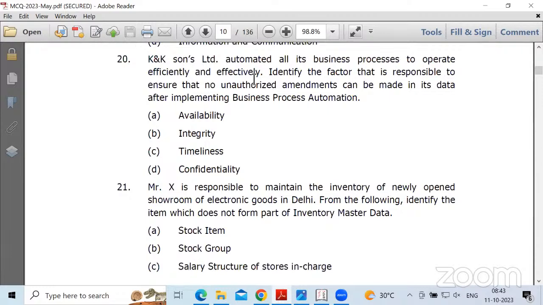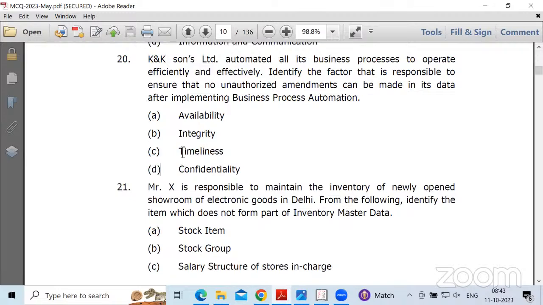Venkatesan automated all its business processes to operate efficiently and effectively. Identify the factor that is responsible to ensure that no unauthorized amendment can be made. So availability, integrity, timeliness, confidentiality. Availability means it is available to the authorized user 24/7. Integrity means no unauthorized modification. Timeliness means it should be available at the appropriate time.